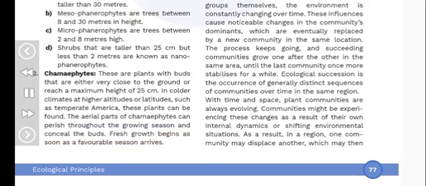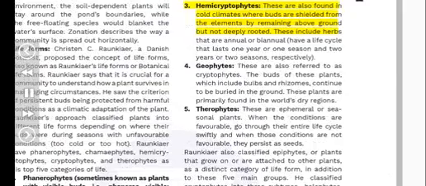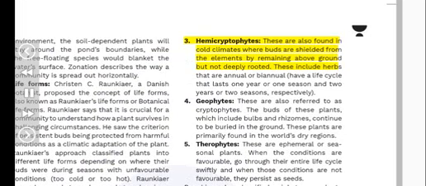3. Hemicryptophytes. These are also found in cold climates where buds are shielded from the elements by remaining at ground level but not deeply buried. These include herbs that are annual or biennial, having a life cycle that lasts 1 year or 1 season and 2 years or 2 seasons, respectively.